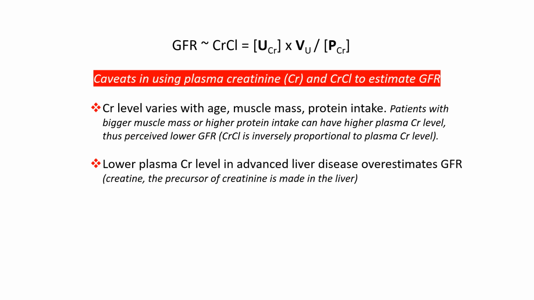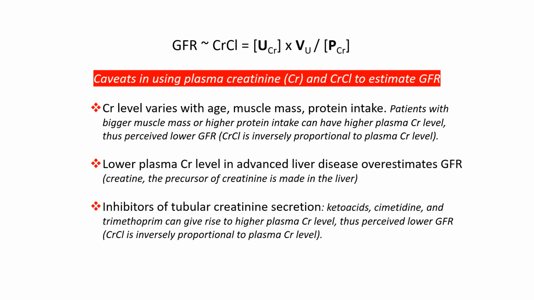Creatine, the precursor of creatinine, is made in the liver. This level is reduced in patients with advanced liver disease. Inhibitors of tubular creatinine secretion, such as keto acids, and drugs such as cimetidine and trimethoprim, can result in higher plasma creatinine level, thus perceived lower GFR. Again, this is because creatinine clearance is inversely proportional to plasma creatinine level.